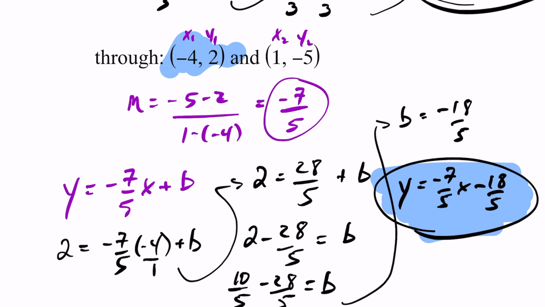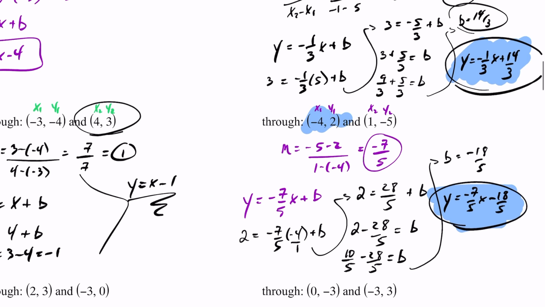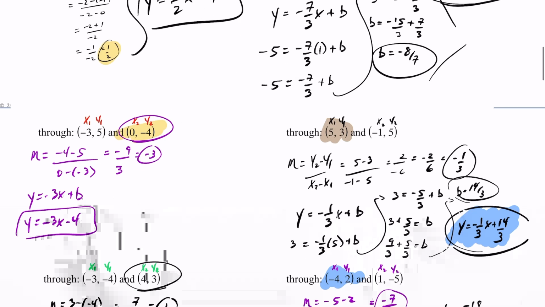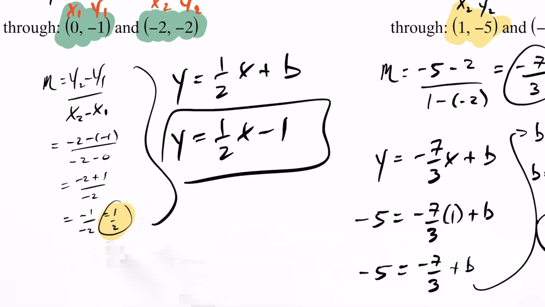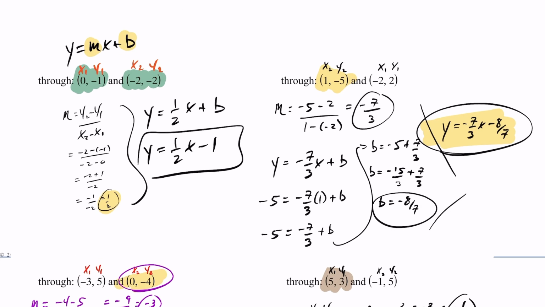And we are done. All right, that concludes today's lesson here on finding the equation of a line given 2 points. Once you have your formula here, as you can see, you calculate your slope, sub it back in, find your b value, and you are done.